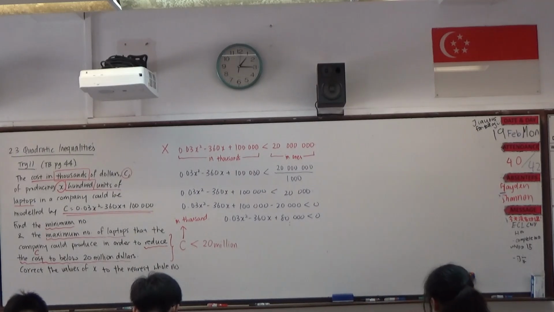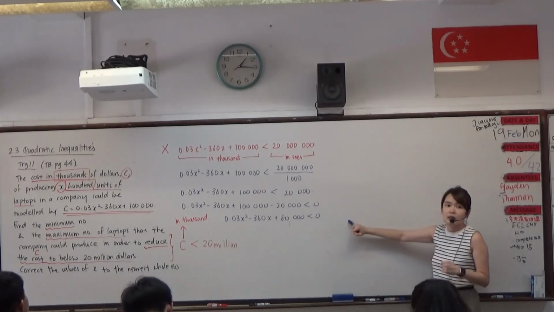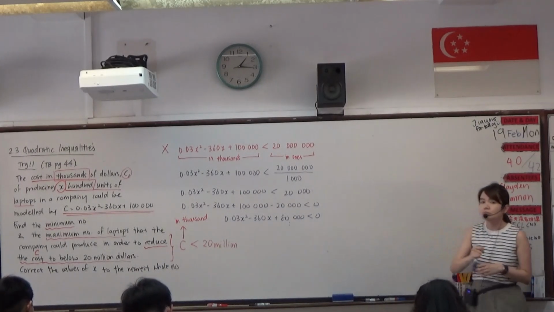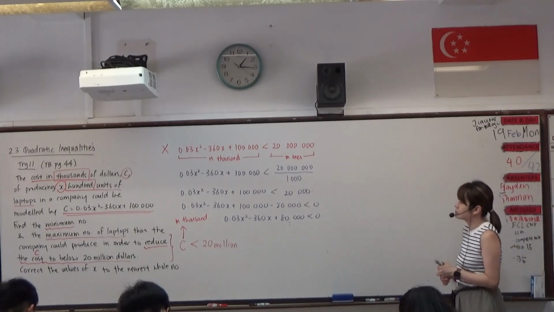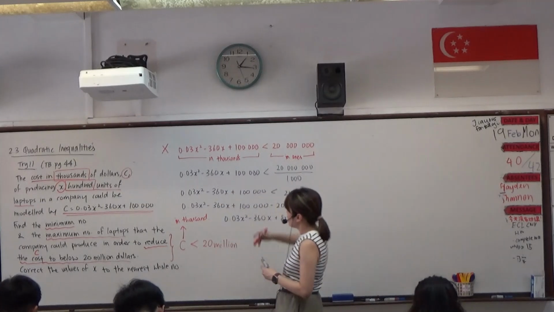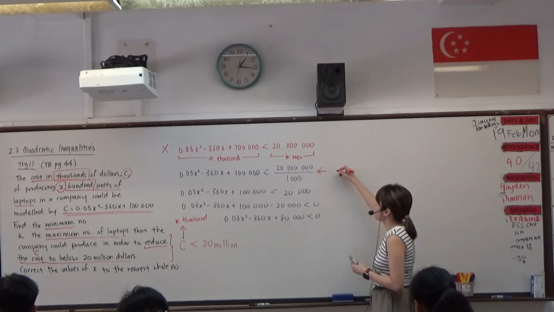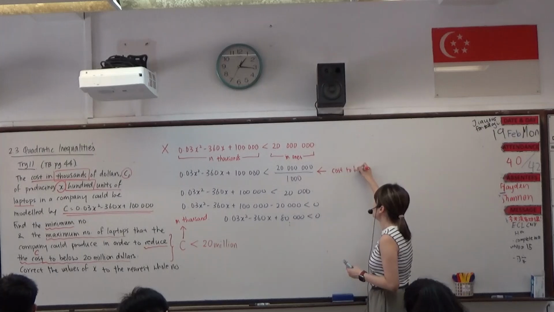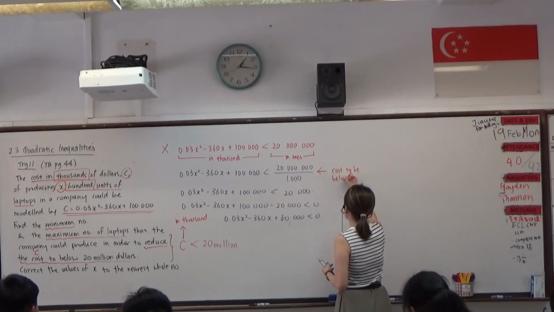Okay, are there questions at this juncture? In terms of how we form this inequality and how we go all the way to it. Okay, so at this juncture, what we are understanding in terms of what we are writing is that this inequality that we form is trying to get the cost to be below 20 mil.